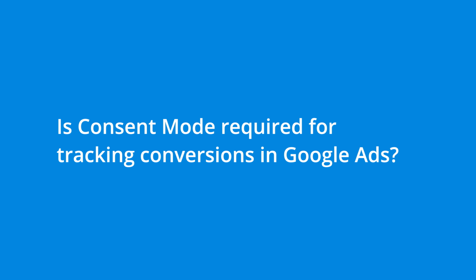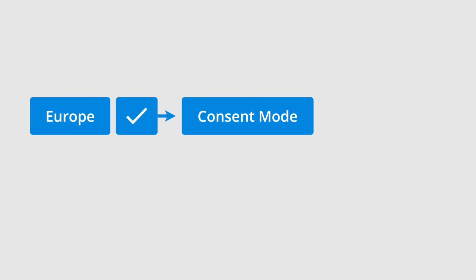Google, along with the European regulations, require that we have consent before we collect and use personal data, which includes browser cookies. Next up, is consent mode required for tracking conversions in Google Ads? If you want to track conversions from people located in Europe, then you need to implement consent mode. This is because Google Ads uses cookies by default and collects information that falls under the European regulations. So you do need consent to collect this data and send it to Google.